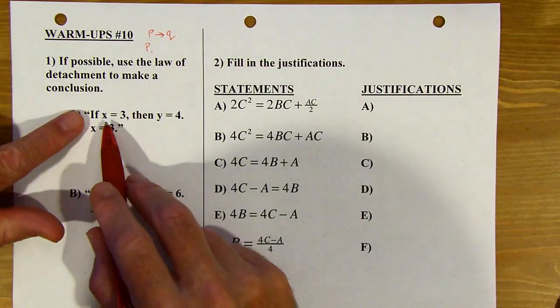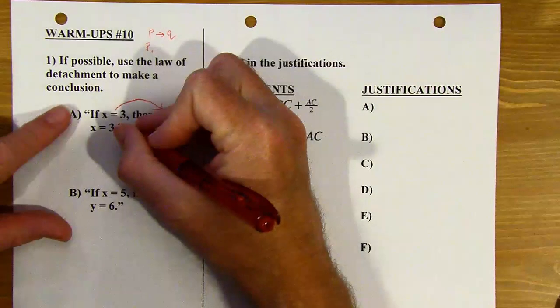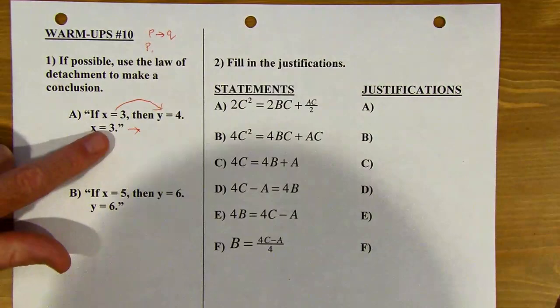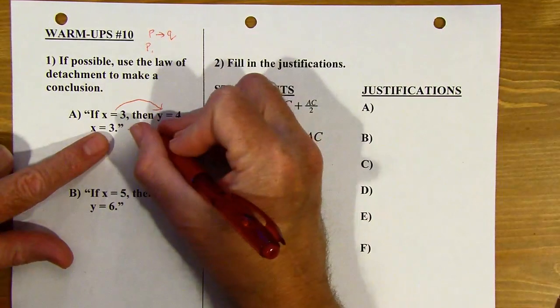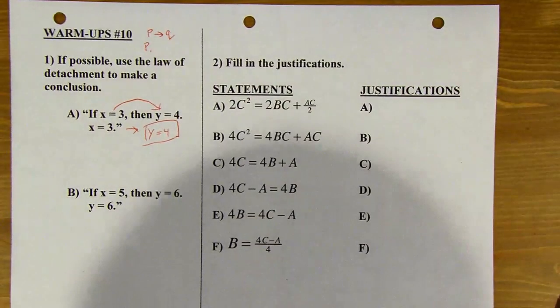So if x equals 3, then y equals 4. Well, hey, x equaling 3 leads to y equaling 4. So I know that, hey, x equals 3. I know what's going to happen. Y is going to equal 4. That is the law of detachment in action, okay?